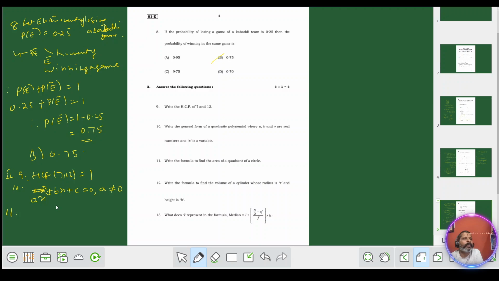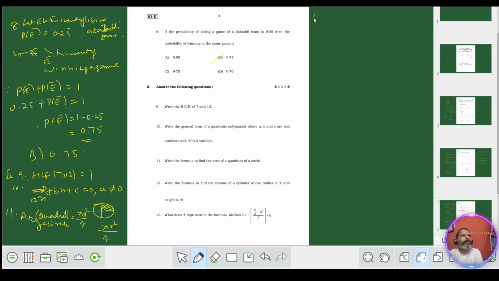Write the formula to find the area of the quadrant of a circle. Area of a circle is what? Pi r square. So what is the quadrant? If you don't know, this is the quadrant. This whole area is pi r square. Quadrant is 1/4 of the circle. Therefore, area of quadrant is equal to pi r square by 4.